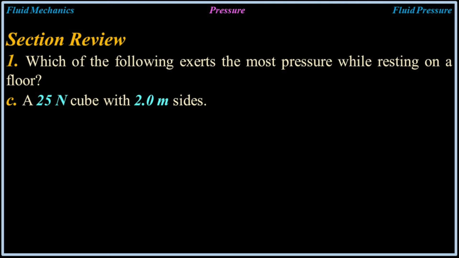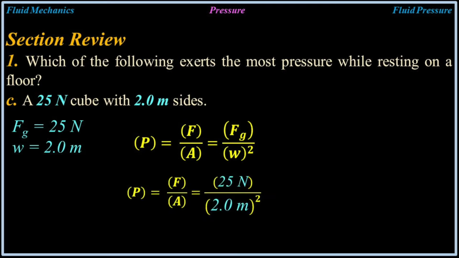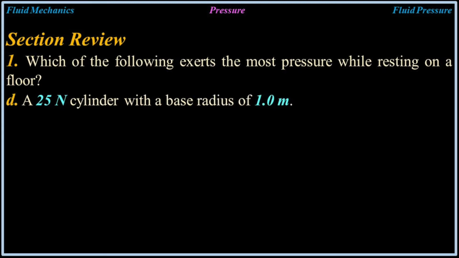And then I have a 25 Newton cube with 2 meter sides. All right, so a cube. So there's the equation. Don't forget it's going to be the side squared. So it's going to be 25 divided by 4, which is 6.2 pascals.